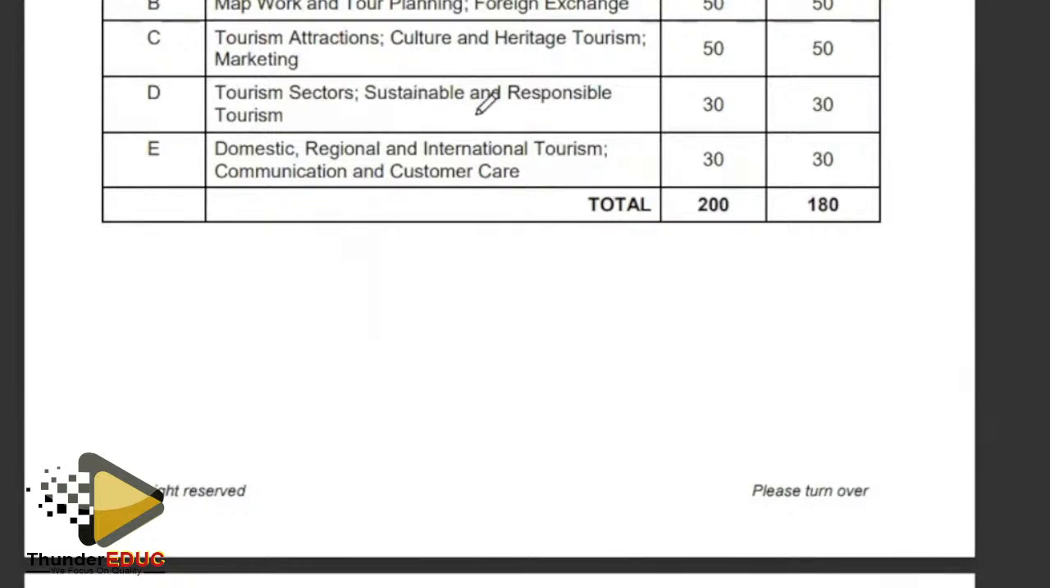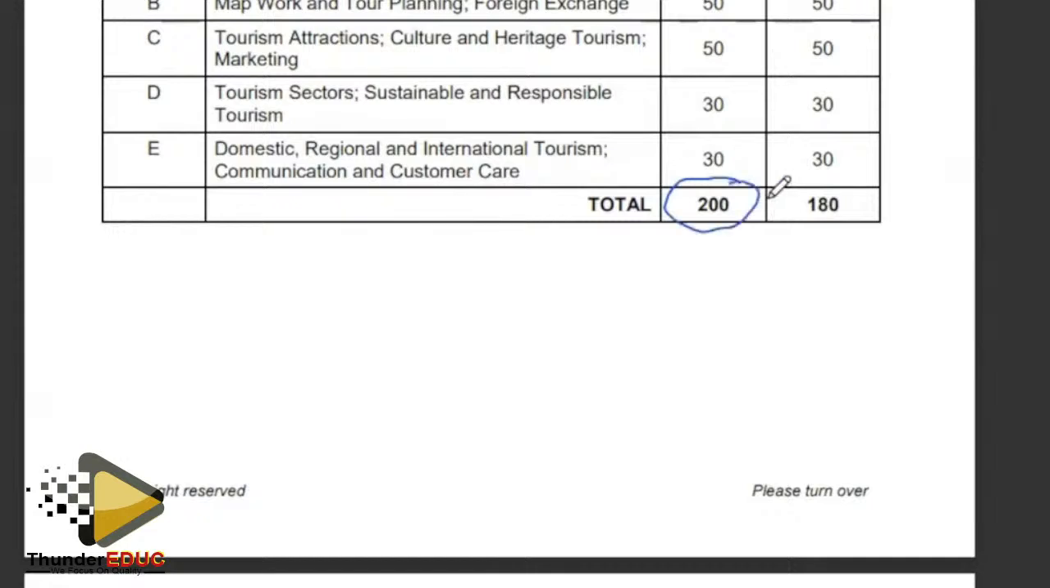Section D, which is made up of 30 marks, actually consists of our tourism sectors, sustainable and responsible tourism. Then the final topics will be found in Section E, where you look at domestic, regional, and international tourism. Then you also look at communication and customer care. The total mark allocation for this paper would be 200 marks.